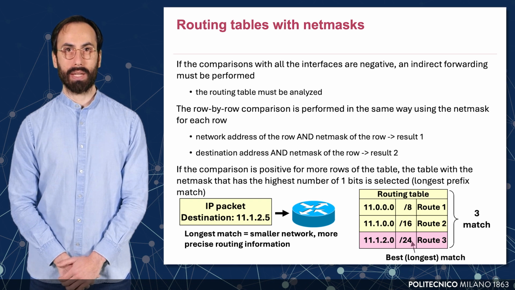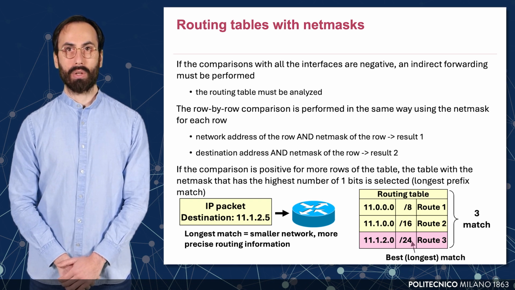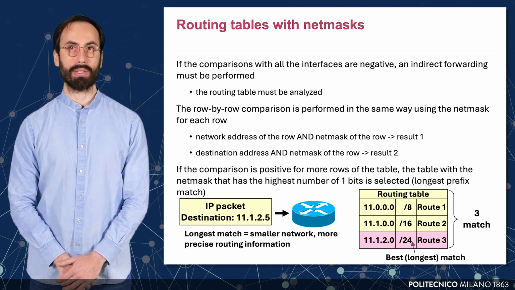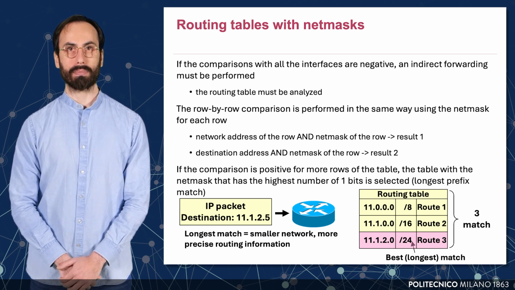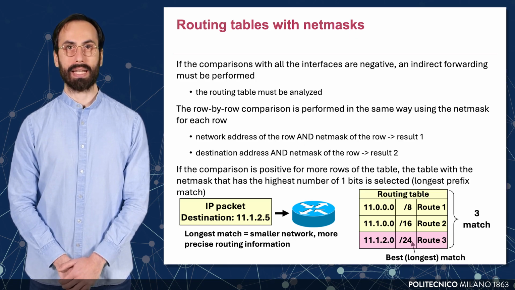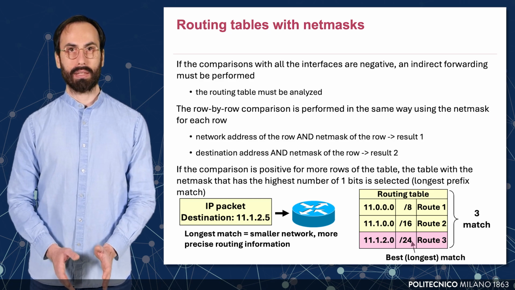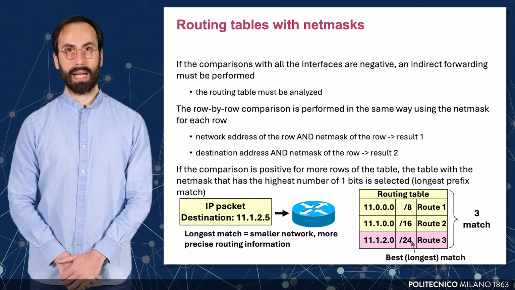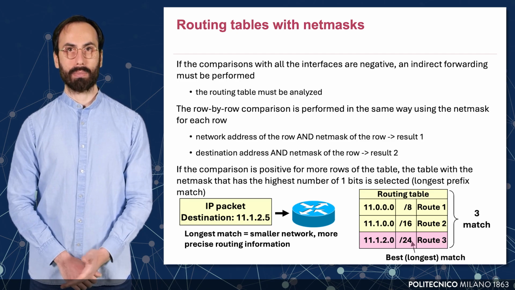If multiple entries match, the router selects the one with the longest prefix, which is the net mask with the most ones. This is known as the longest prefix match rule. In this example, the destination IP matches 3 routes, /8, /16, and /24. The /24 entry is the most specific, so the packet is forwarded using route 3. This ensures that the packet takes the most precise path possible in the network.